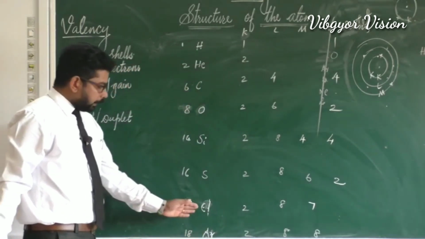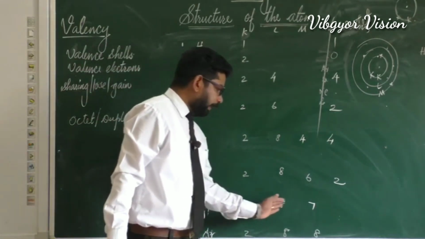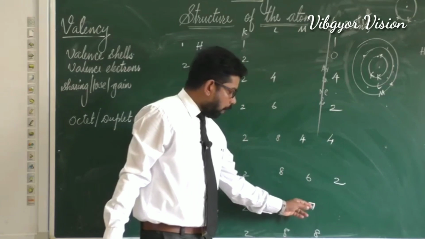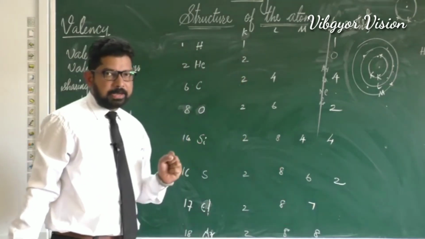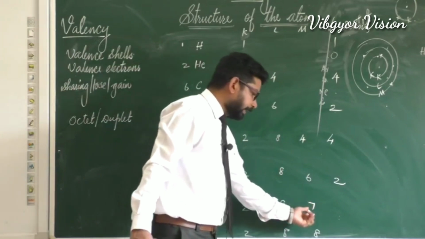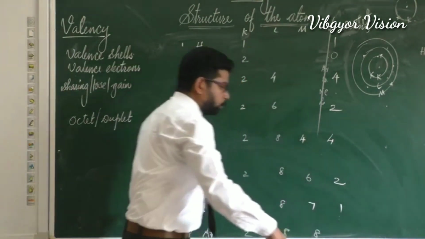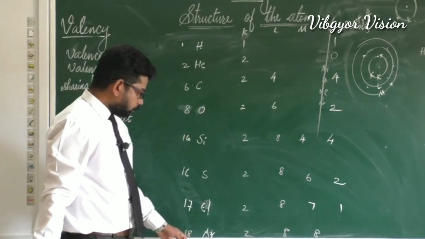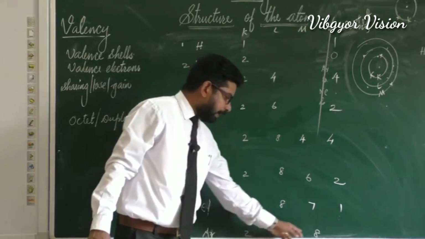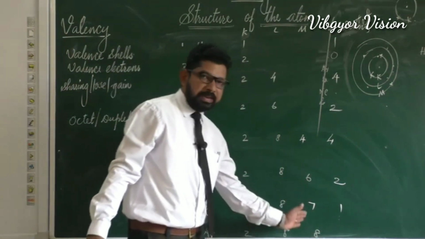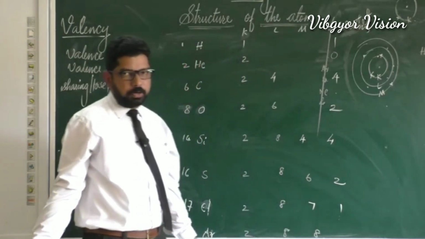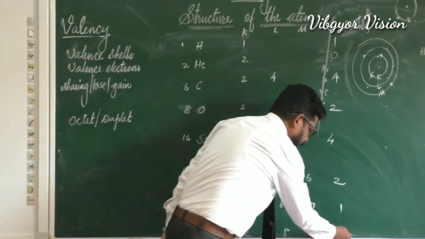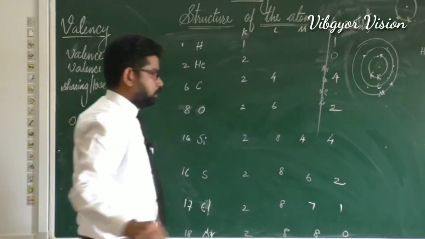And chlorine. In the case of chlorine, electron configuration is 2, 8, 7. These are the outermost or valence shell electrons. In the valence shell there should be 8 electrons, then only it will get stability, and to get 8 electrons it will require 1 more electron. That means it has to gain 1 electron. And in the case of argon, the configuration is 2, 8, 8. So how many electrons are there in the outermost shell? 8 electrons. So there is no need to gain, lose or share electrons, and its valency will be 0.